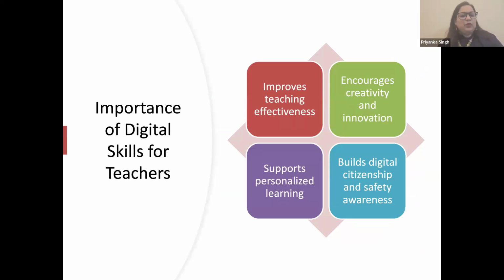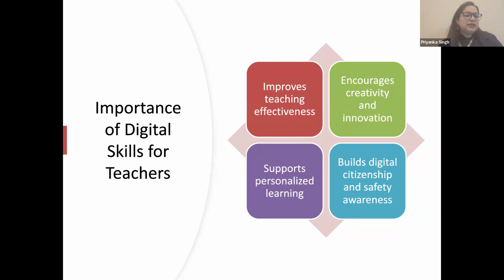Again, as I said, the importance of digital skills for us as teachers: it improves teaching effectiveness. We can measure and map whether what we have delivered in the lesson plan, using technology and other things, is being properly understood and absorbed by the students. We have multiple tools for assessment also, which we will talk about a little later.